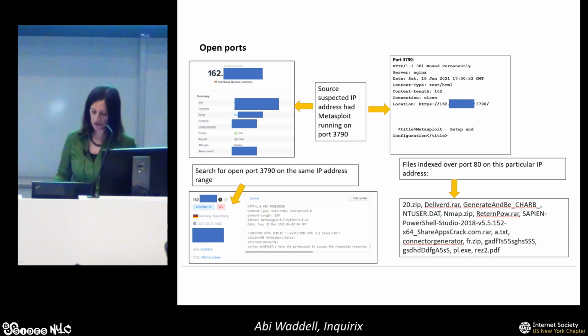With suspected IP addresses, it's sometimes useful to look at the open ports, not just on the address in question, but on other addresses belonging to the same ISP within the same range, as they may belong to the same threat actor. In this example, the vulnerability exploitation tool Metasploit was found to be running on port 3790 on the suspect address, and then other addresses in this range were searched to see if this port was open on them, which led to another address, which was found to have various hacking software accessible on port 80.